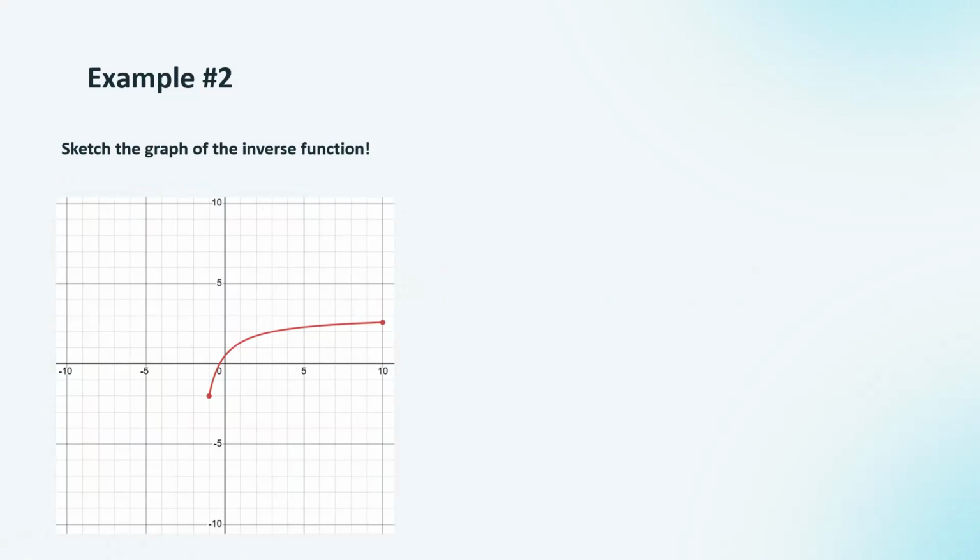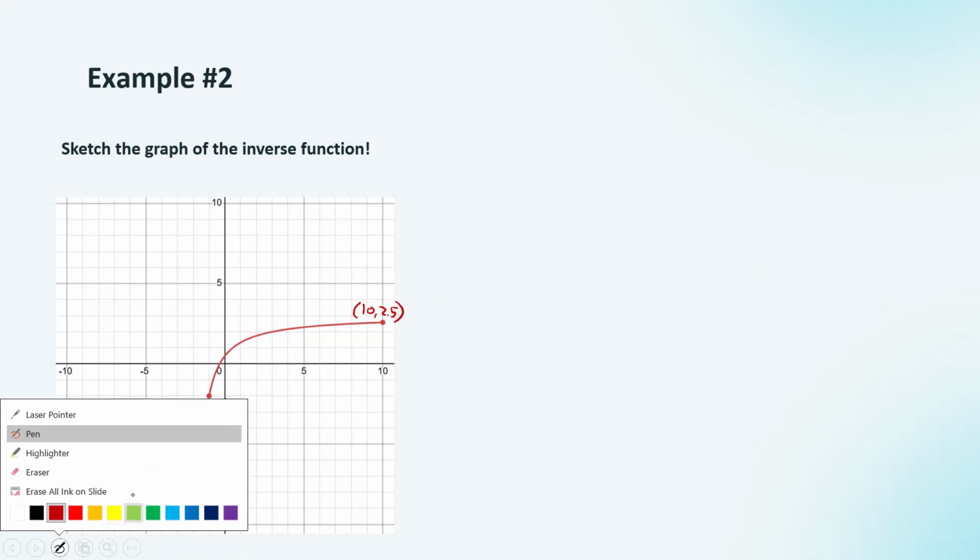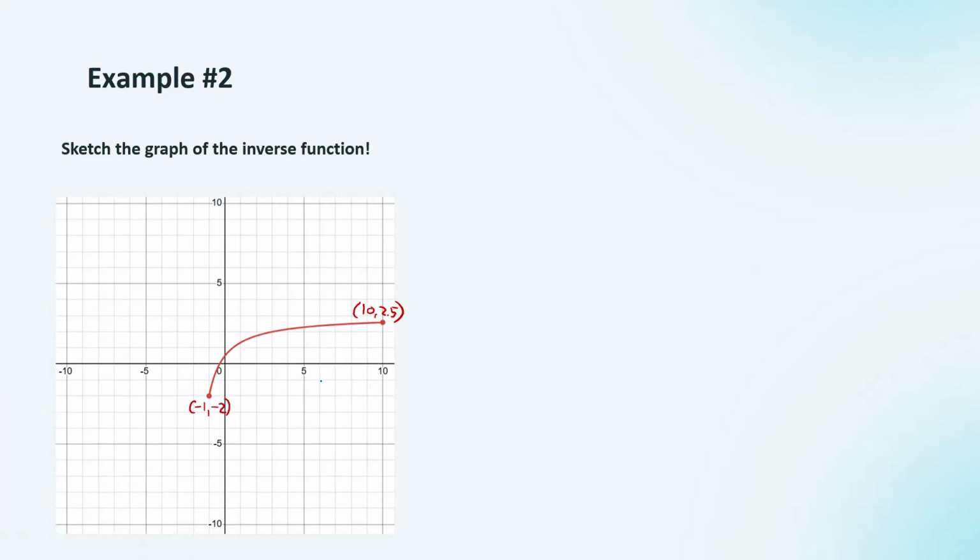Right, let's try to take a look at the next example. In this case, we don't know the exact coordinates of the points, but I don't think that will be a problem because we can just guess the points, okay? So let's try to guess the coordinates of the first point. I think the first one is going to be -1, -2, yeah? Like this. And I think for the second one, it should be 10, 2.5. Like this.